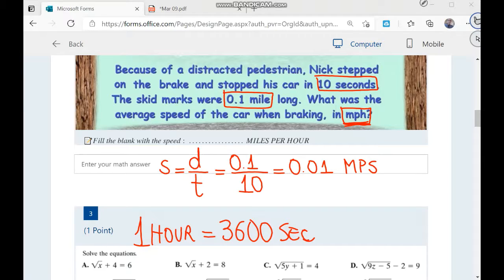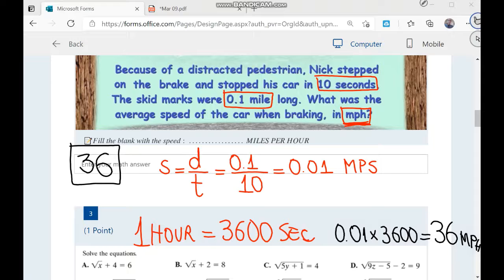Multiply 3,600 by 0.01, and you're going to find the answer in miles per hour. It is 36 miles per hour. That's the answer in miles per hour. 0.01 miles per second times 3,600 seconds, and then you have 36 miles per hour. That's the answer, 36 miles per hour. Okay, let me check who got it right.